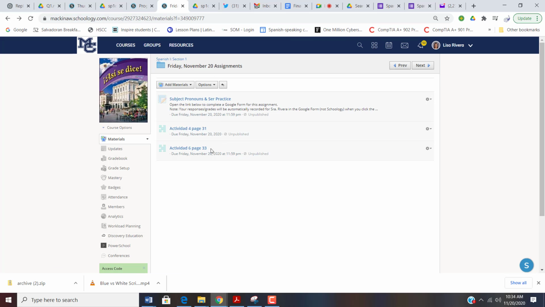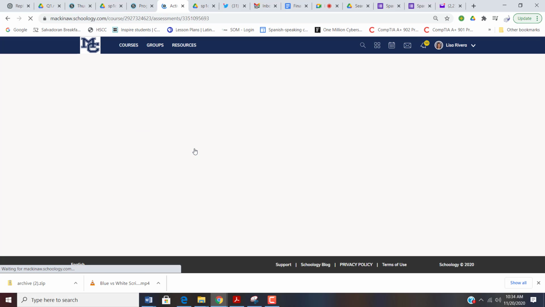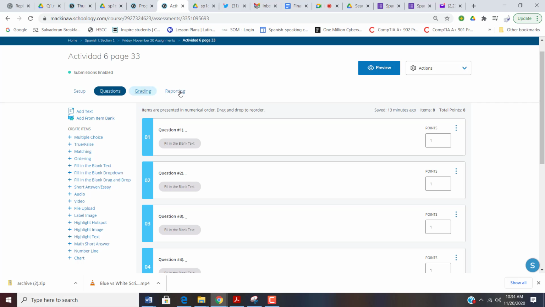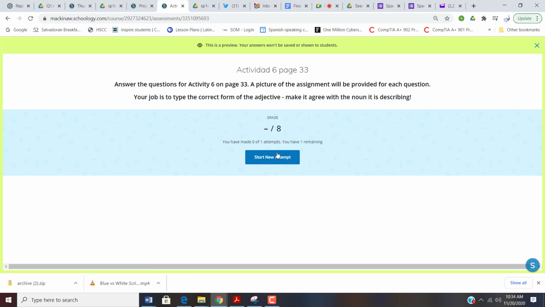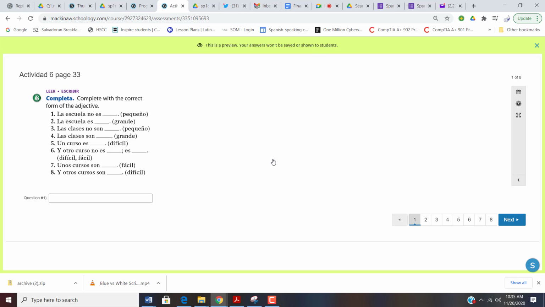Next, you're going to go on to Actividad 6, that's on page 33 in the book. This one's going to practice with adjective agreement, just like the stuff that we just reviewed right now. So again, I'll have a screenshot of each question. This should look familiar to you as well. We did a few of these through Pear Deck the other day. We didn't complete all of them, but you'll finish the sentence.